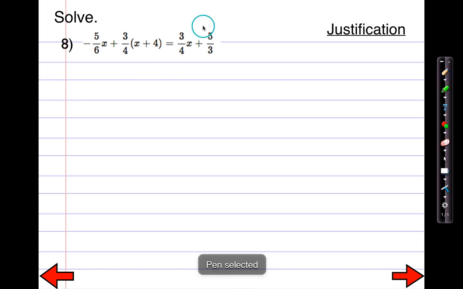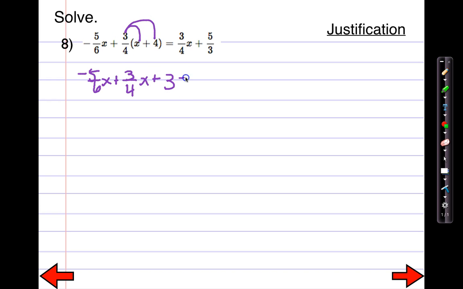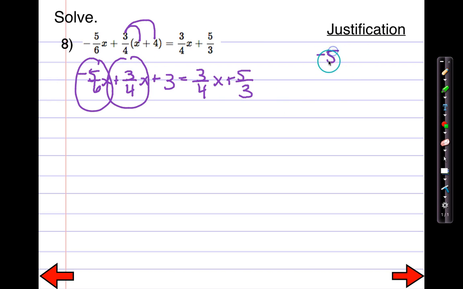So first things first, we're going to go ahead and distribute first. So when you distribute, that should leave you with 3/4 x. Distribute, that should leave you with 3 equals 3/4 x plus 5/3. Hopefully the next thing you want to do is combine like terms. So we're going to have a -5/6 plus 3/4. 12 is our lowest common multiple.